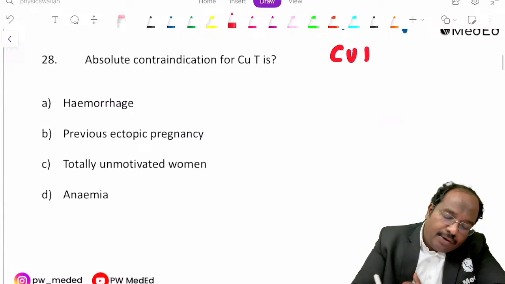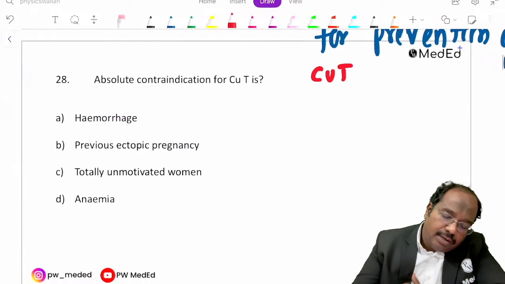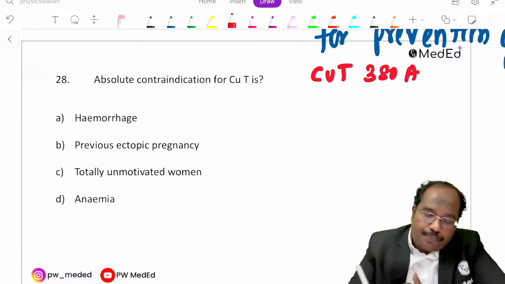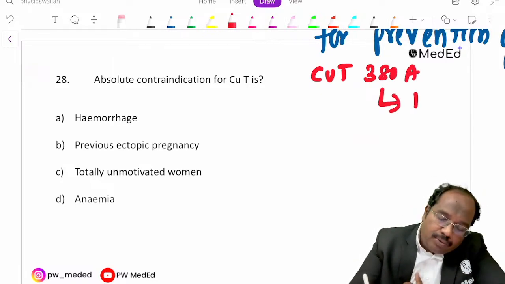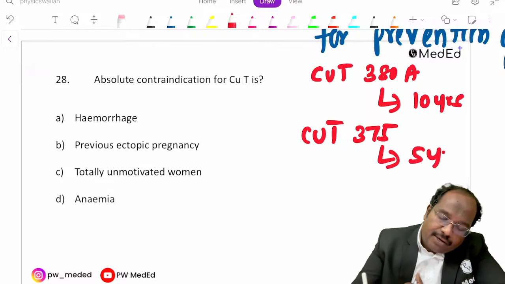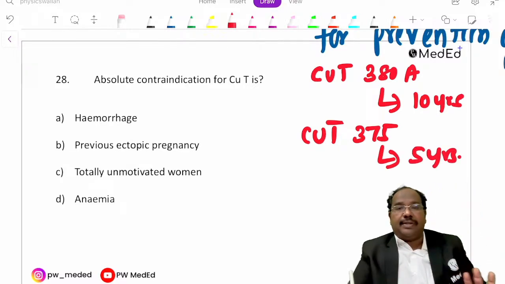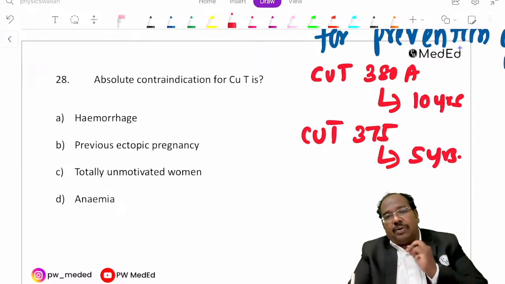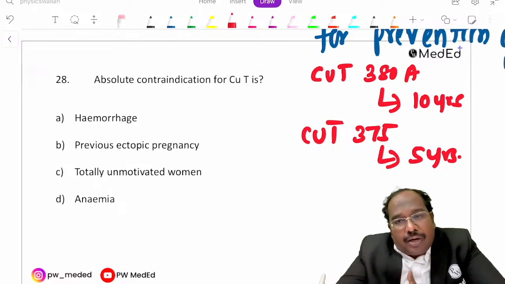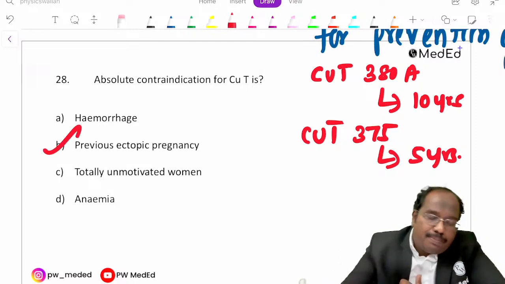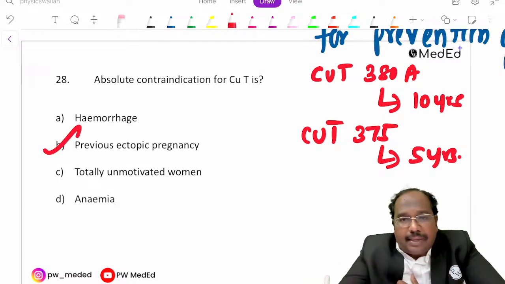What we are using right now in our program is copper T 380A. This can be used for 10 years. Recently we started copper T 375, which we can use for 5 years. Now what are the contraindications? Absolute contraindication. Anemia is also a contraindication, but it's a relative contraindication. So the answer here is previous history of ectopic pregnancy.